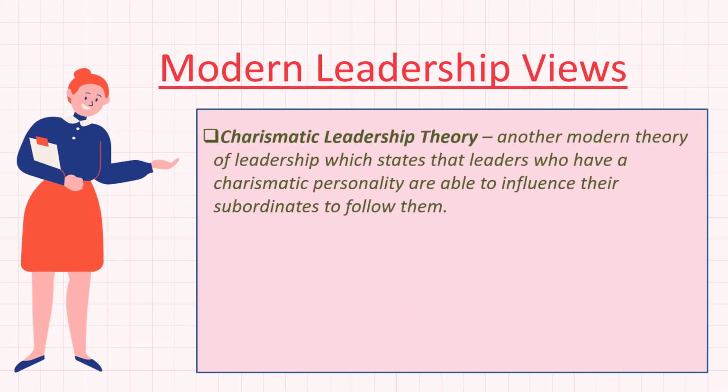Next one is charismatic leadership. So, under this charismatic leadership theory, it is another modern theory of leadership which states that leaders who have a charismatic personality are able to influence their subordinates to follow them. So, what do you mean by being charismatic leaders? So, these are leaders who are self-confident, enthusiastic, sensitive to both environmental constraints and subordinates' needs.